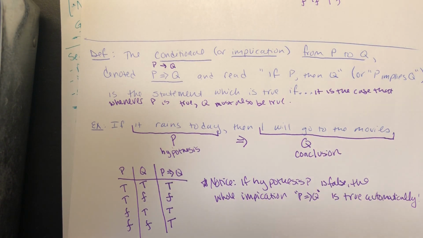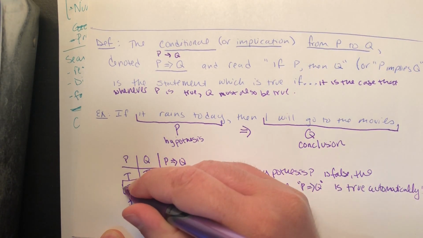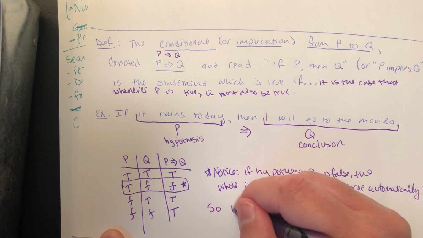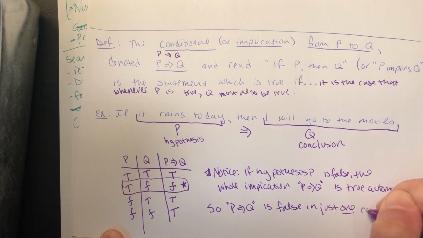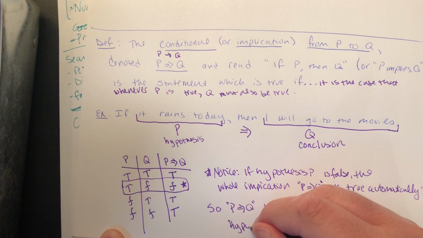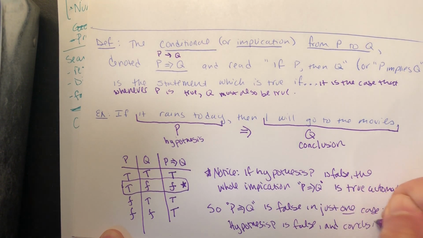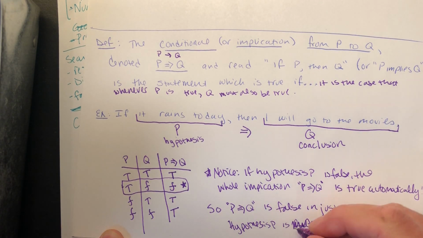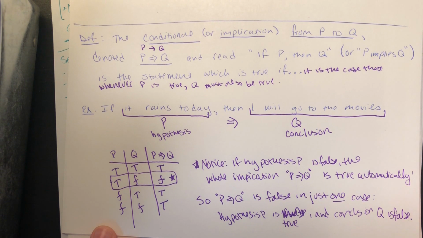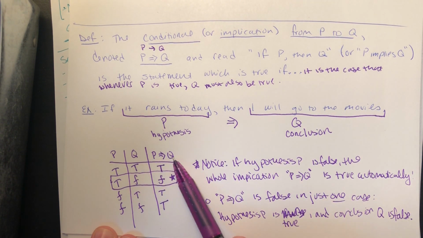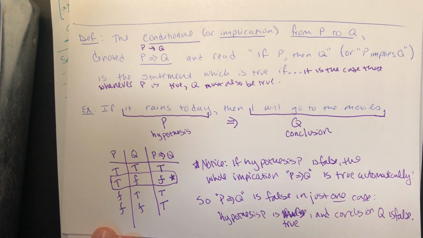And so the other key thing to notice here is if we look at the truth table for P implies Q, it's only false in one case. It's only false when the hypothesis is true and the conclusion is false. P implies Q is false in just one case. And that's the case when the hypothesis P is true and when the conclusion Q is false. Right, so this is a good thing to remember when you start filling in truth tables for more complicated statements. An implication is only false when the first part, the hypothesis, is true, but the second part, the conclusion, is false. Otherwise, the entire statement is going to be automatically true.